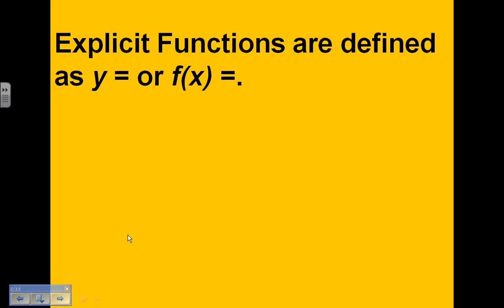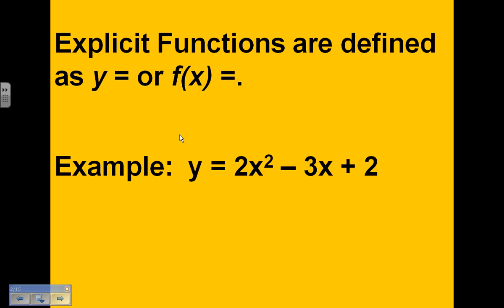Explicit functions are defined as y equals or f of x equals. Notice we're talking about functions in this case. Explicit means expressly defined for y. You know exactly what y equals, with no more than one y in the problem. Most of algebra is what the y equals. An example is y equals 2x squared minus 3x plus 2. That is an explicit function.